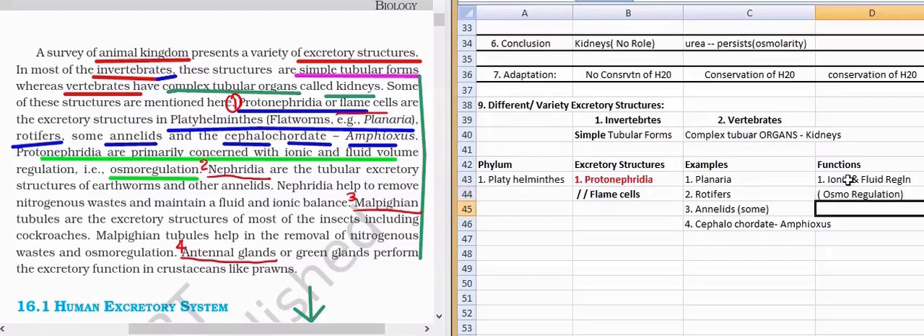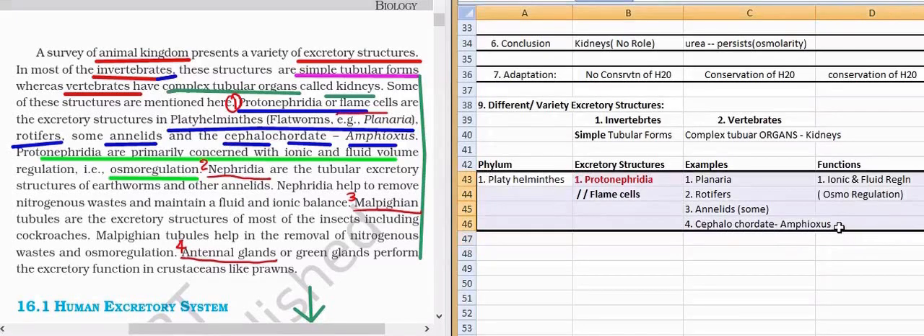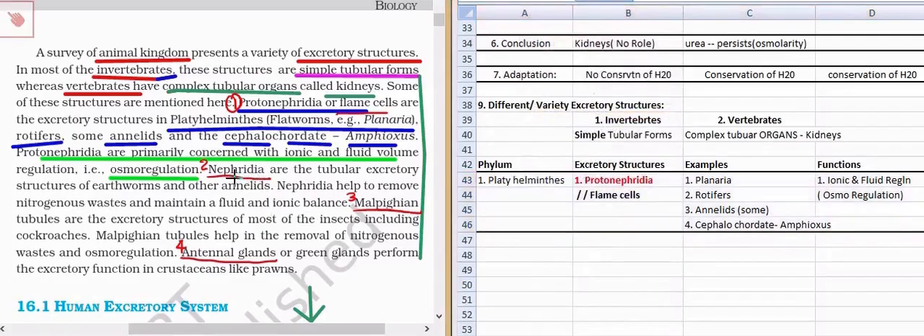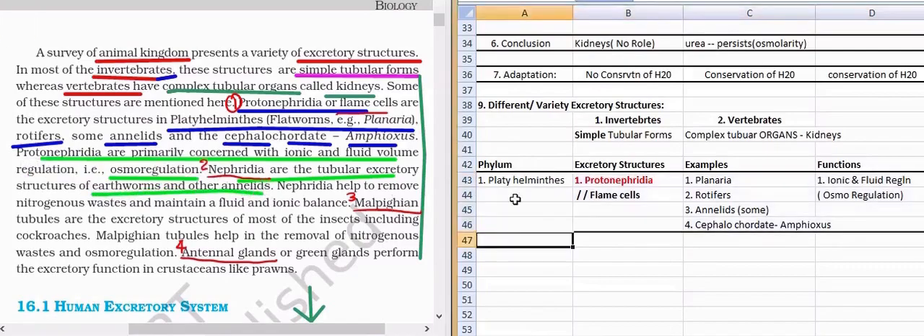Okay, with this we have completed the first one, Platyhelminthes. Now let's go for the second one, nephridia. Nephridia are tubular excretory structures in the earthworms and other annelids. So the second one is phylum Annelida.